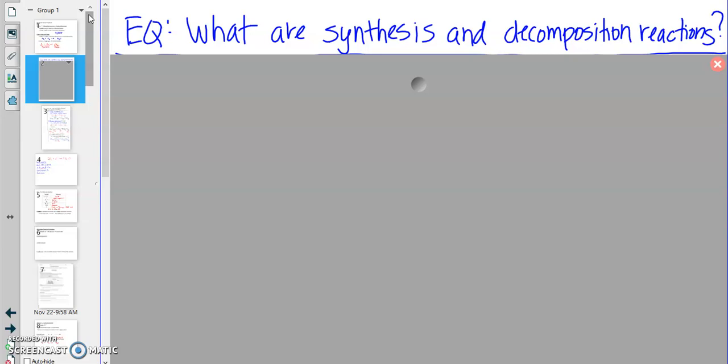Chapter 7. It's about chemistry. Of course, it's about chemical reactions. And today we're going to learn about the types of reactions. As you will notice, we're going to be learning in the same format now in the Smart Notebook.